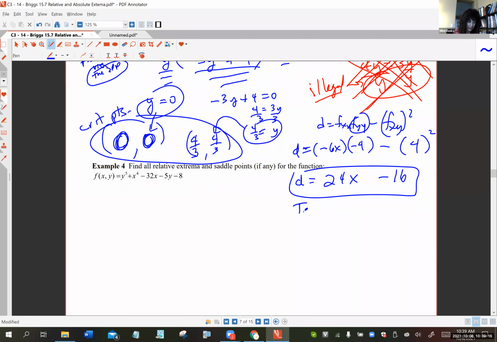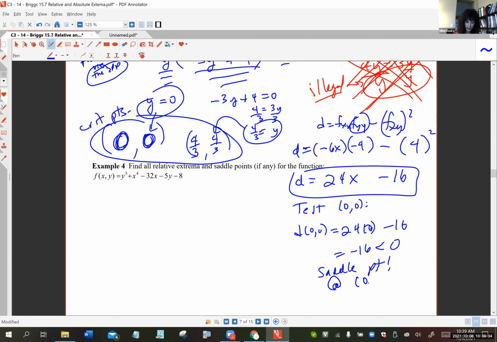So let's test the 0, 0 point first. So you're just going to evaluate D at the point 0, 0. I get negative 16, which is less than 0. And the theorem says we've got a saddle point. If your D is negative, you got a saddle point. So saddle point at 0, 0 is one of the answers.